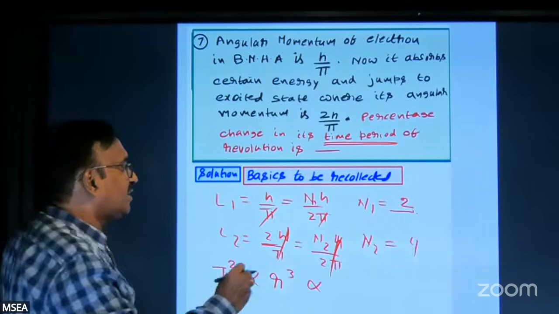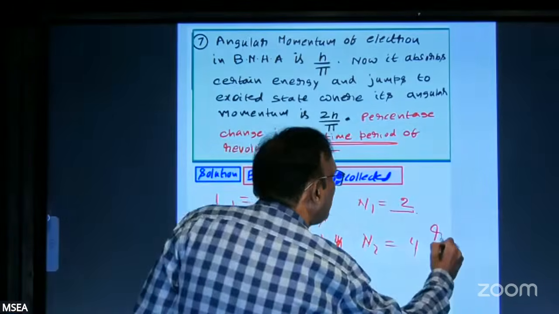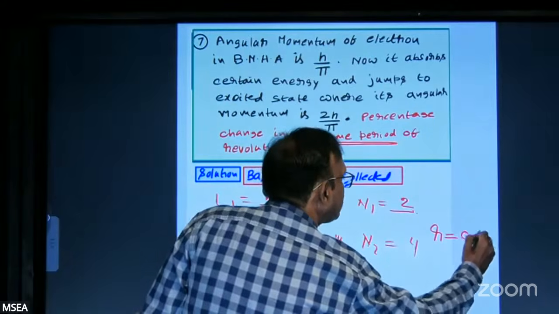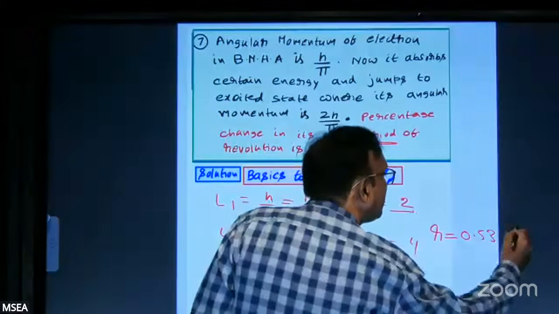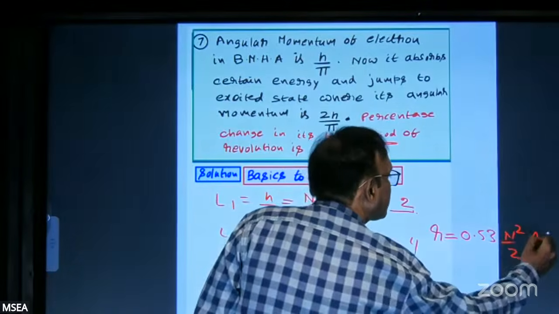Here you have to be careful. You have to recollect one of the formulas we used a good number of times. The radius of the electron in the nth orbit is 0.53 into n squared by Z angstroms.